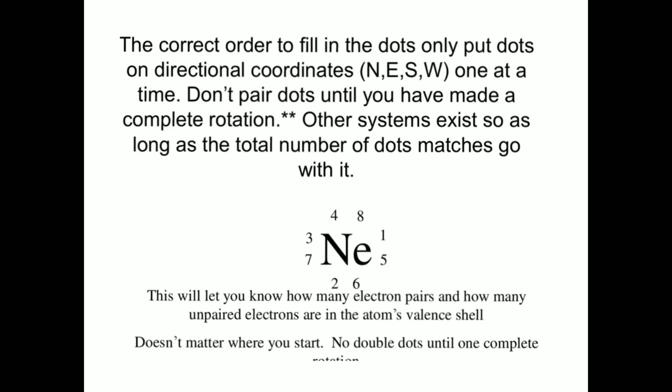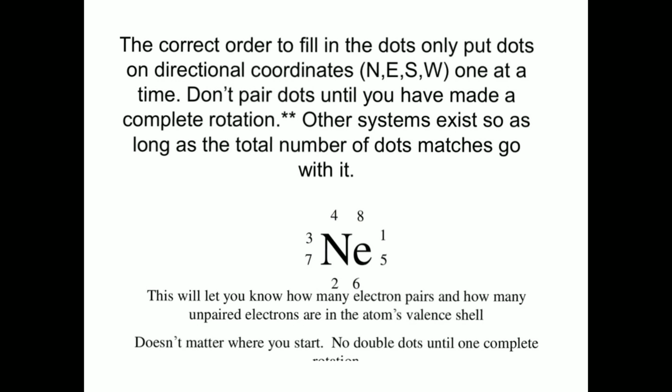If you think of this box as having a north, east, south, and west side, you have to pick one of these sides to start on. Once you pick a start, you begin dotting in a circular fashion, and you place one dot per each side of the box in a circular pattern until you accommodate all the necessary electron dots.